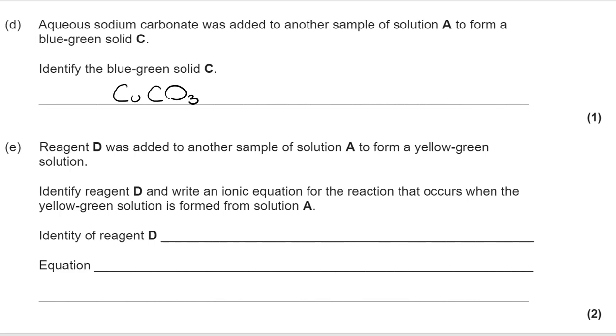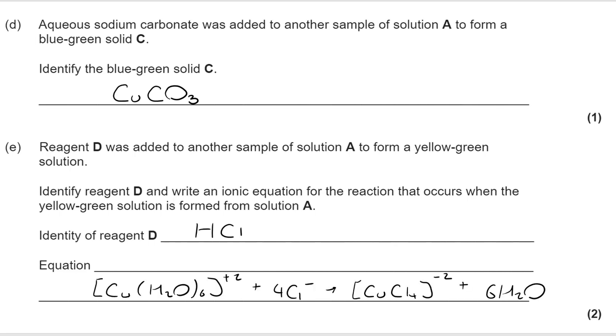Reagent D was added to another sample of solution A to form a yellow-green solution. So if you've learnt the colours, you're halfway there. Identify reagent D and write an ionic equation for the reaction that occurs when the yellow-green solution is formed from solution A. Well, the identity of reagent D is HCl. That's what's going to take us to the yellow-green solution. The yellow-green solution is CuCl4 2-.